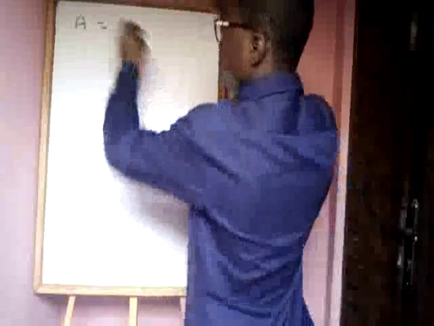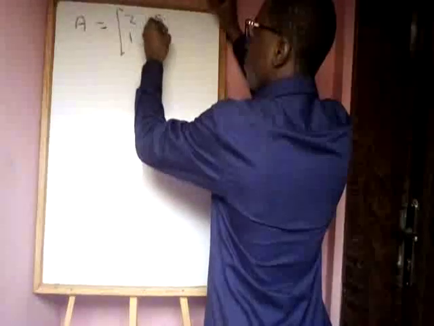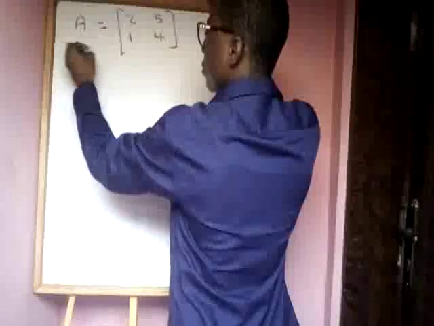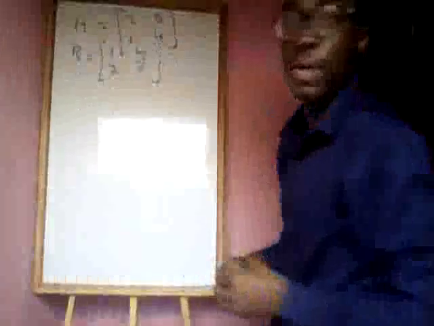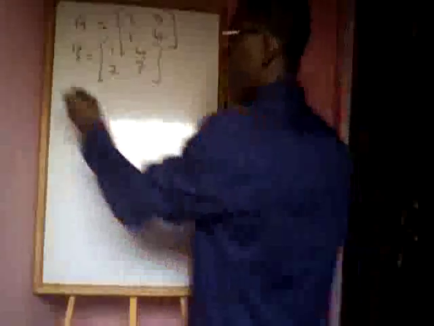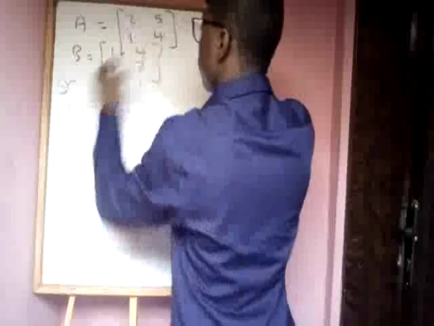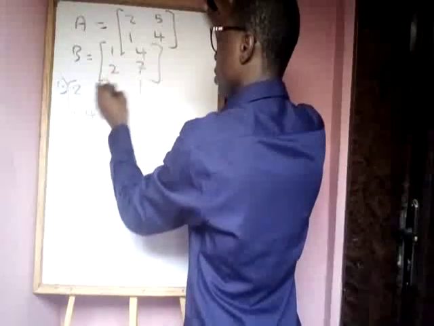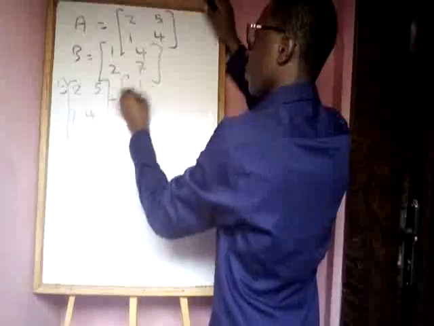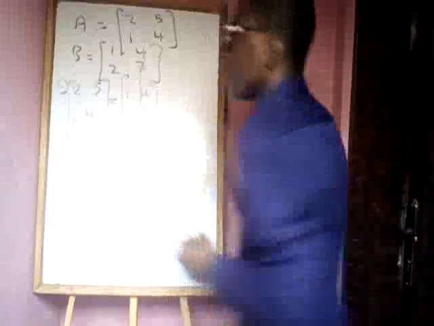So now, let's have two matrices. A equals 2, 5, 1, and 4. Then we have matrix B equals 1, 4, 2, and 7. So in this case, we are looking for the addition of these matrices. When we are looking for A plus B, it will be equal to what? That's 2, 5, 1, 4 plus 1, 4, 2, 7.